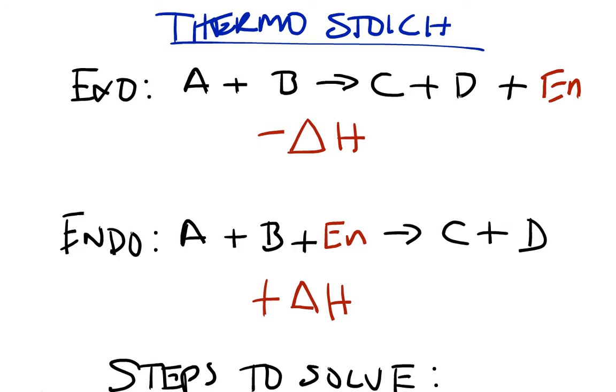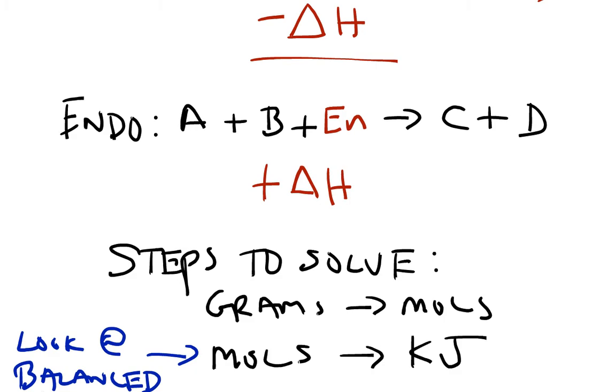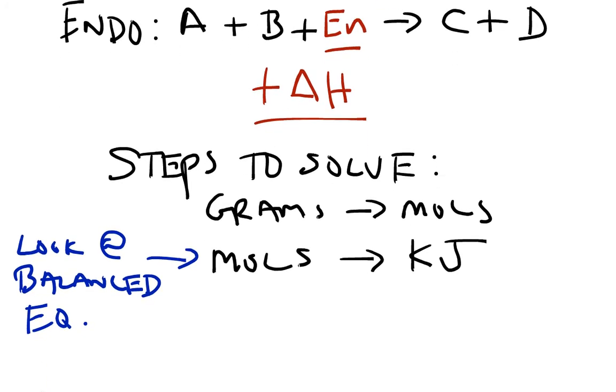Stoichiometry has to do with trying to figure out how much energy is needed in chemical reactions given grams. We need to be able to recognize exothermic versus endothermic reactions. If we have an exothermic reaction, we know that energy is a product, or we have a negative delta H. In endothermic reactions, we have energy as a reactant and a positive delta H. When we solve problems, we convert grams to moles, and then moles to kilojoules. And the way we do that is by looking at the balanced equation and using coefficients.